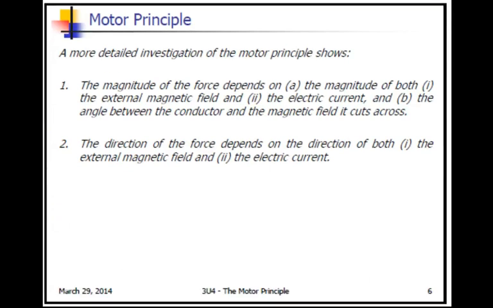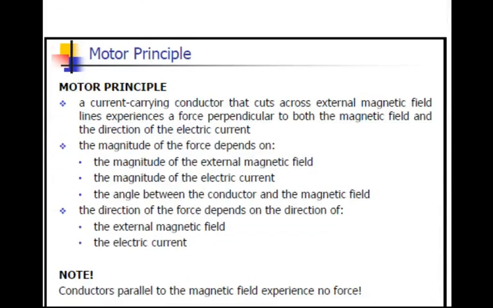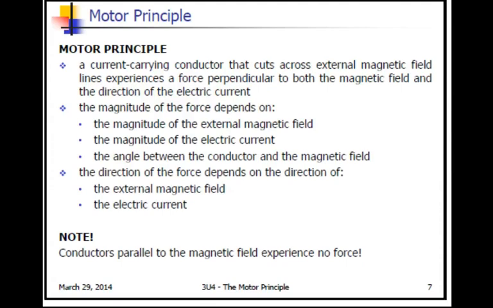Here's another way to write that. So the magnitude of the force depends on the magnitude of the external magnetic field and the electric current, and the angle between the conductor and the magnetic field it cuts across. The direction of the force depends on the direction of both the field and the current. Copy this slide down for the motor principle. You may want to copy it down, pause before you do, because there's quite a bit to write.